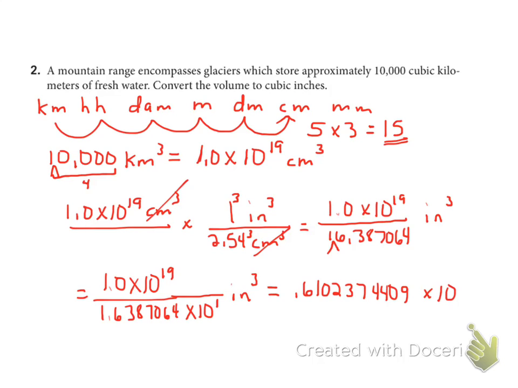And now we'll take care of the powers of 10. Notice we have the same base. Do you remember what we do with the exponents when we're dividing? We're dividing and we have the same base. What do we do with those exponents? Subtract them. 19 minus 1 is 18.